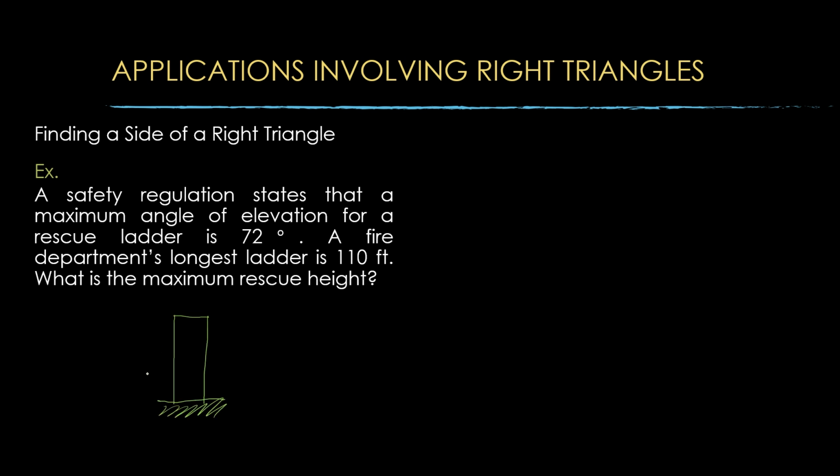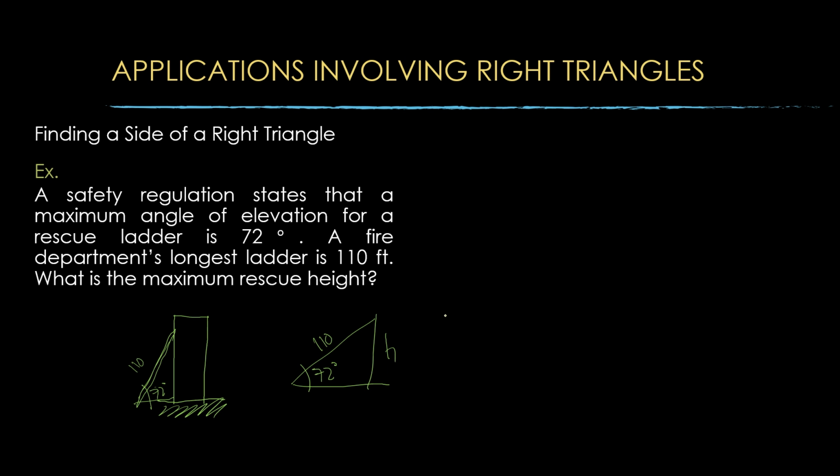If you have a building that looks something like this, then you have a ladder. The maximum angle of elevation for the rescue ladder is 72 degrees, and the length of your ladder is 110 feet. We can isolate a right triangle from this figure. If our right triangle looks something like this, say this is 110 feet and 72 degrees, we can find the maximum height the ladder can reach.